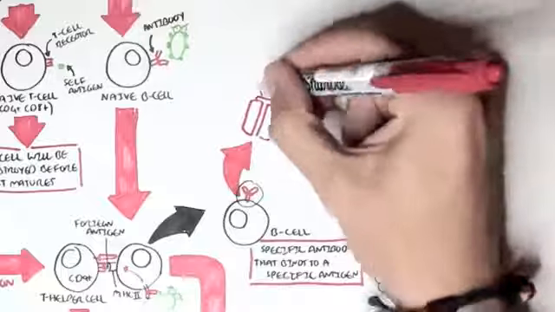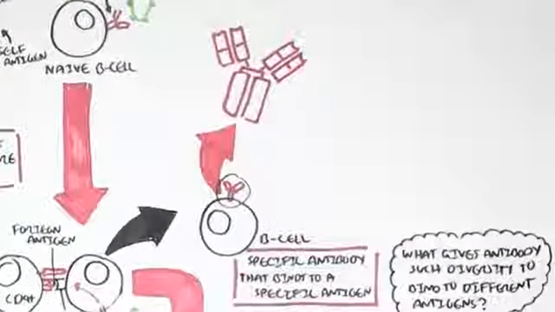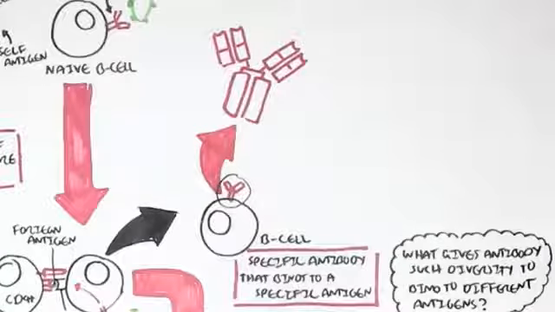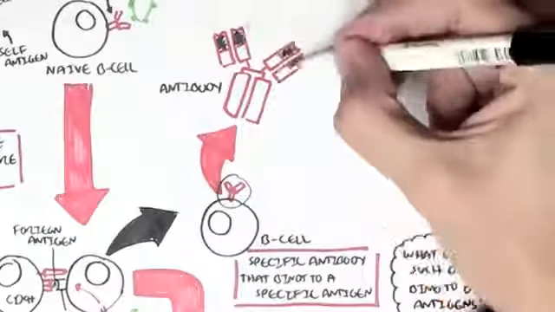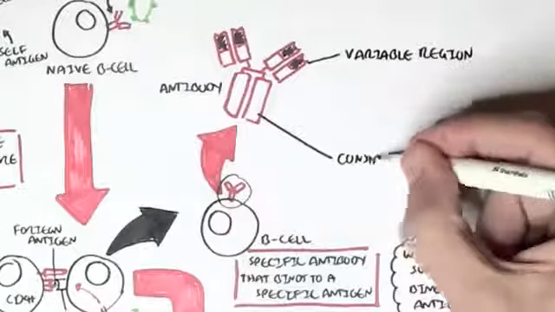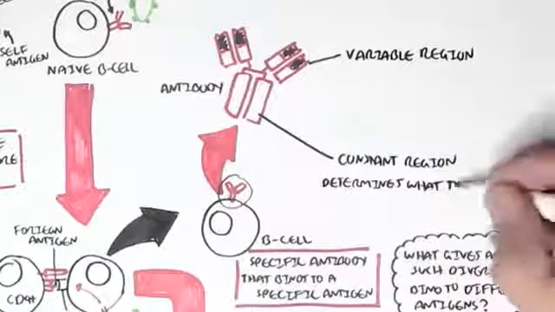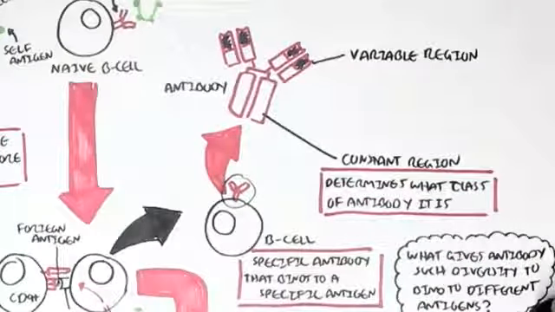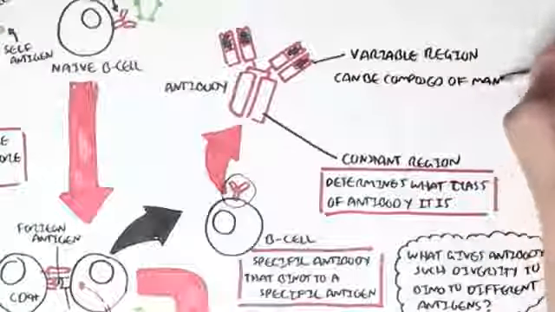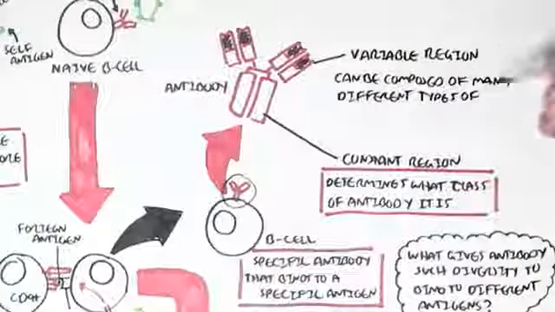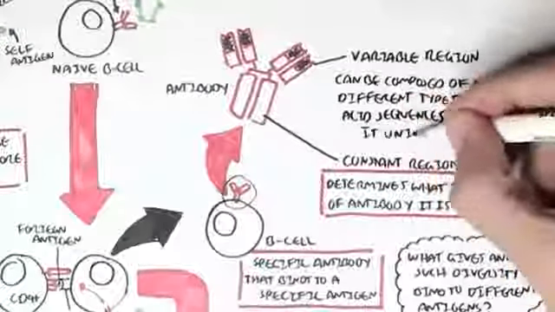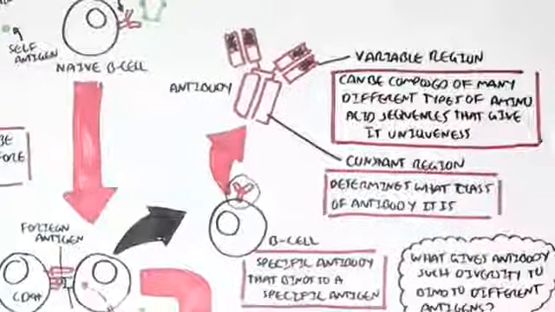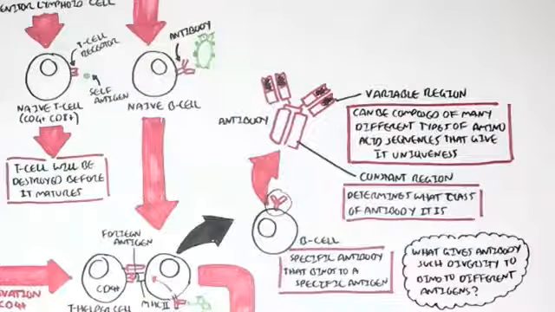This is an antibody. The antibody consists of a variable region on the N terminal of the antibody and a constant region on the C terminal. The constant region determines what class of antibody this is. So it can be an IgM, IgD, IgE, IgA. The variable region can be composed of many different types of amino acid sequences that gives it its uniqueness. So antibodies can be all different and all unique when they are made. So now, let's see how it works.